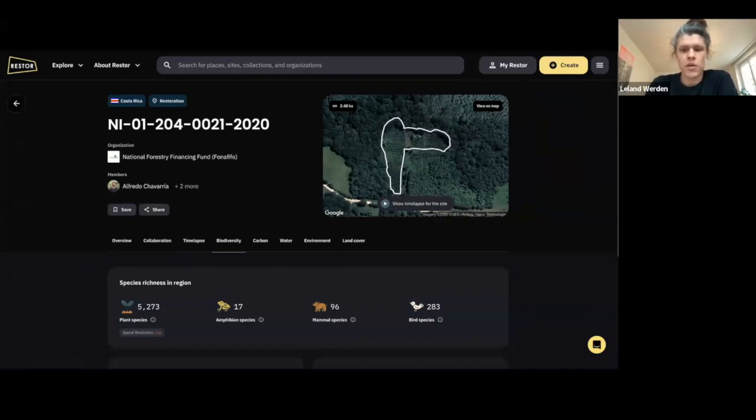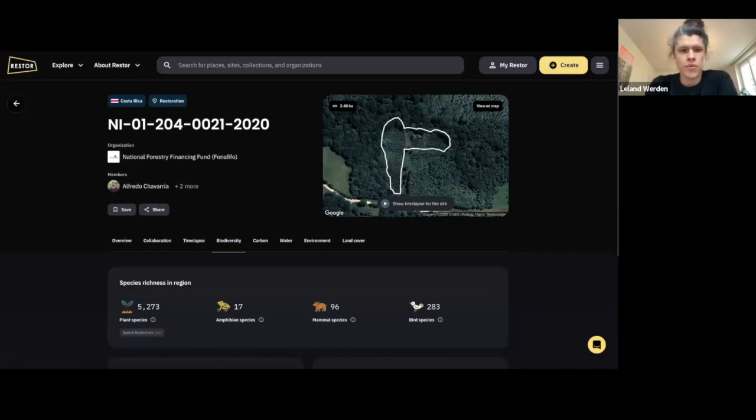So typically, restoration or ecological data sets are locked up and hard to digest. And what the lab has done in creating Restore is basically allowed people that are working on the ground to get access to really just general ideas of what's going on at their site from global mapping products.